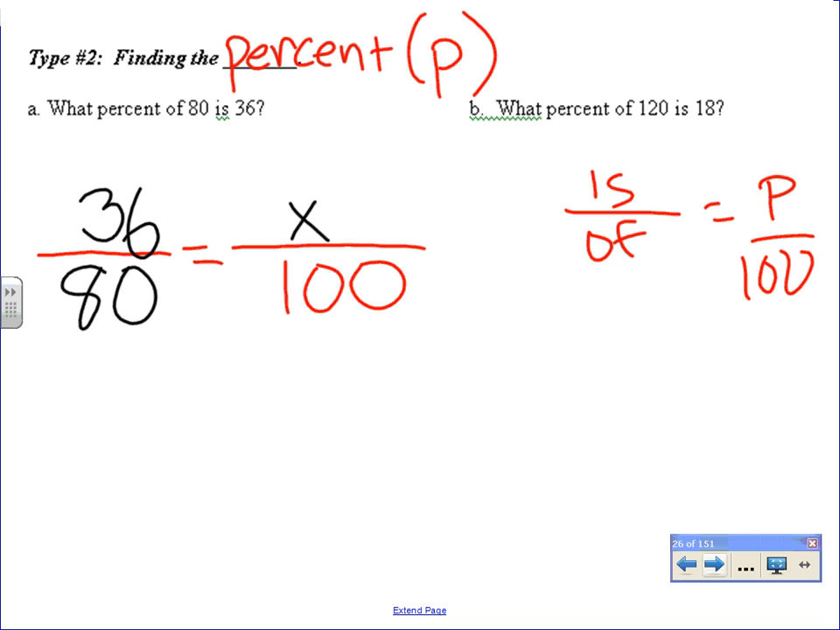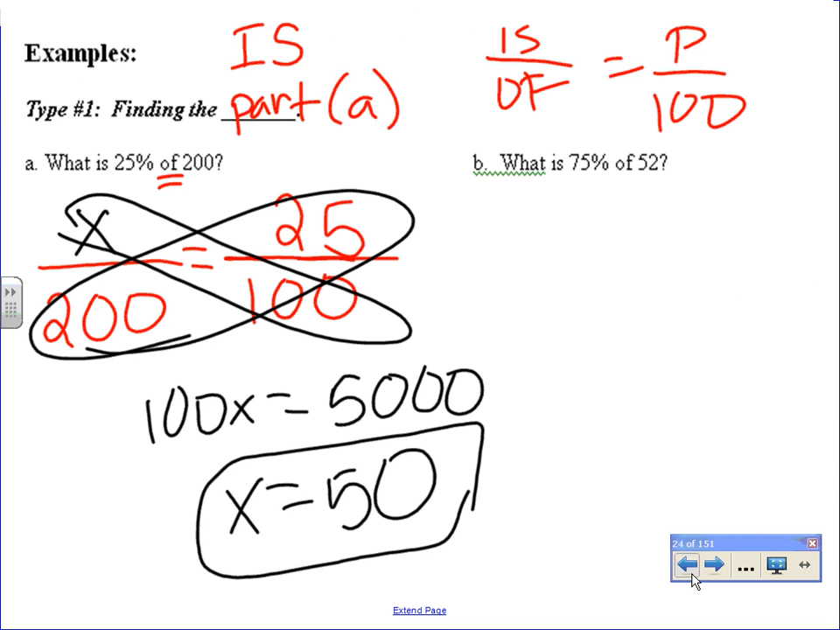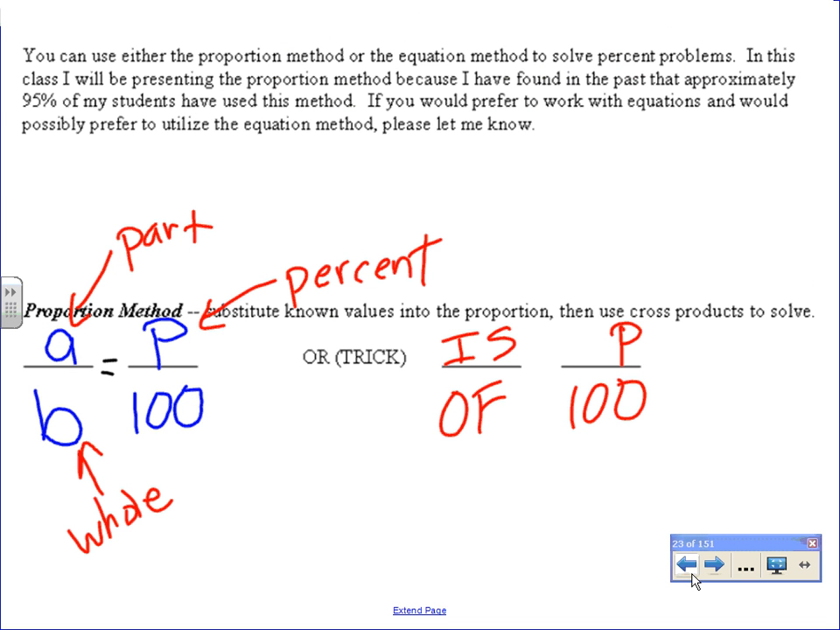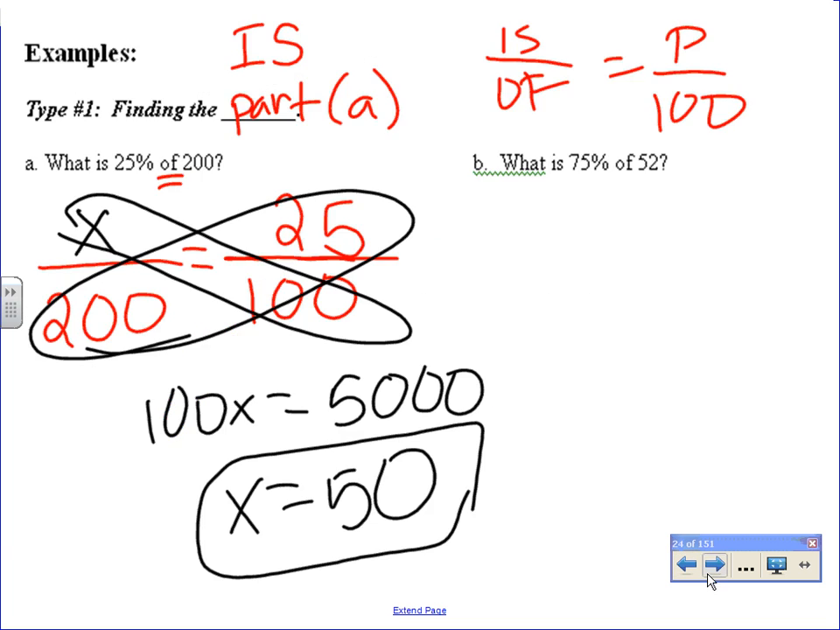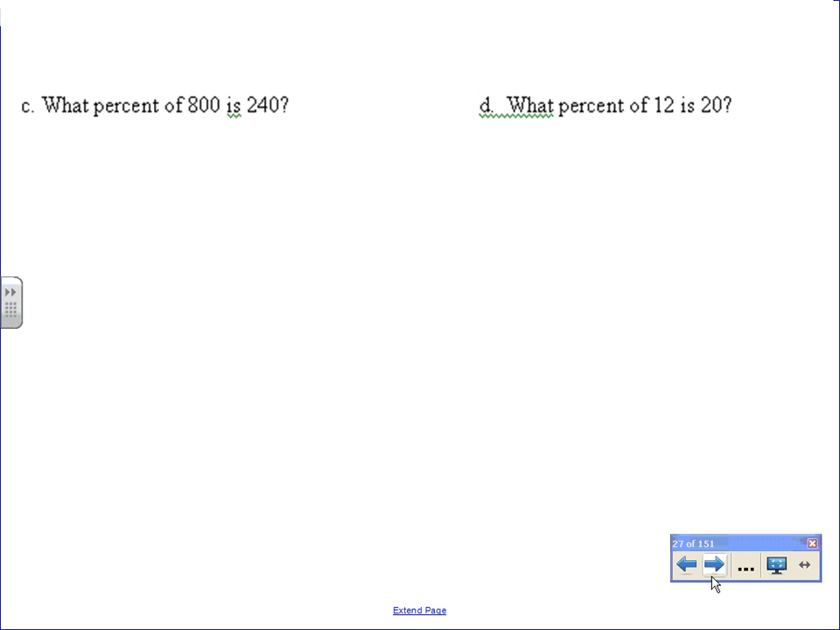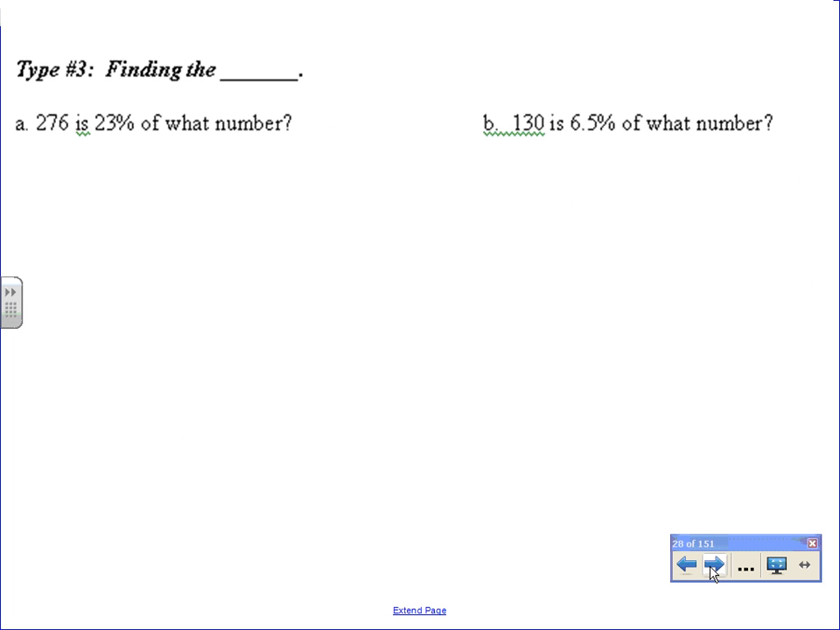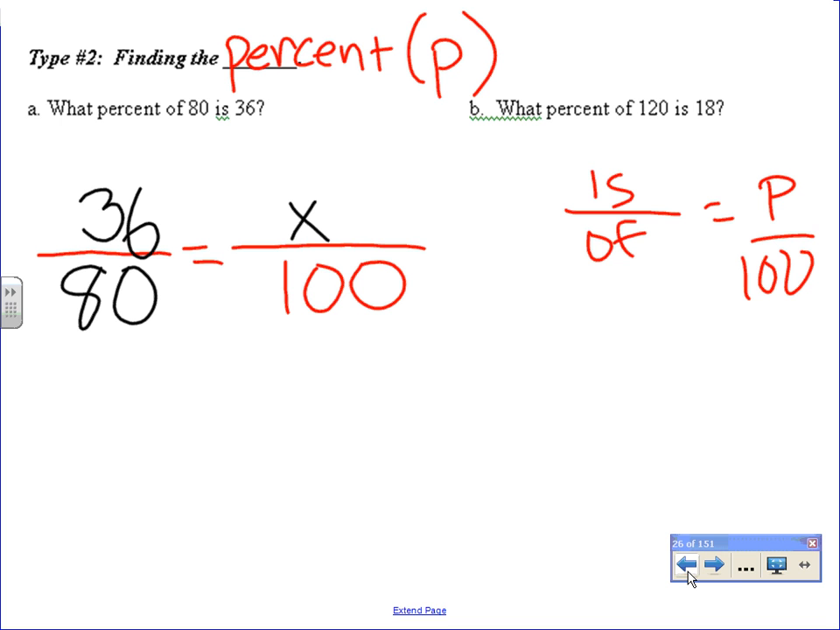If you guys didn't write this down, make sure you have that written down. It should be part over whole equals percent over 100. So make sure if you didn't have that written down, that you have part over whole equals percent over 100. We're doing more of this tomorrow. Just make sure you have that written down. Part, good job. Whoops, why did I skip it? Okay, so 36 is the part, 80 is the whole.